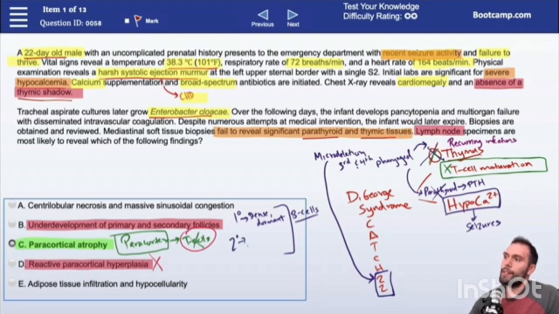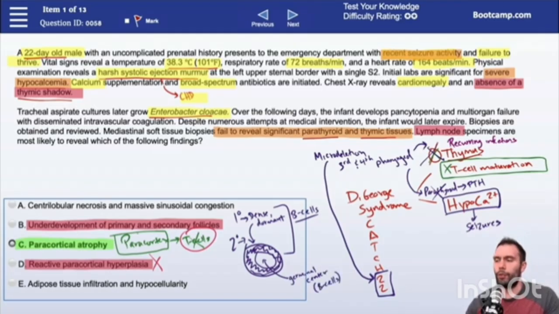And again, recall that the secondary follicles are composed of two areas. You're going to have a dark staining outside of the secondary follicles, where you still have some of the dense dormant B cells. And then the inside is going to be more pale staining, and this is going to be your germinal center. This is where you have a lot of B cells moving around, very active. And for us to have underdevelopment of primary and secondary follicles, this would be more classic for a disorder that would affect B cells. And in DiGeorge syndrome, we're mostly just affecting the T cells.